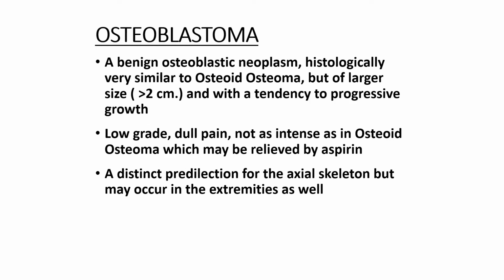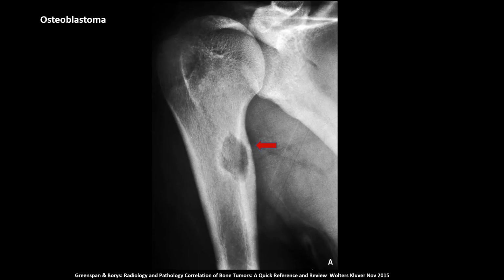Osteoblastoma is a benign osteoblastic neoplasm, histologically very similar to osteoid osteoma, but larger in size, usually more than 2 cm, and showing a more progressive growth pattern. Clinically, it usually presents as low-grade dull pain, not as intense as in osteoid osteoma, and may be relieved by aspirin. Osteoblastoma has a predilection for the axial skeleton, but may also occur in the extremities. The X-ray film shows a lytic, well-circumscribed oval or round lesion more than 2 cm with surrounding reactive sclerosis, pointed with arrow.